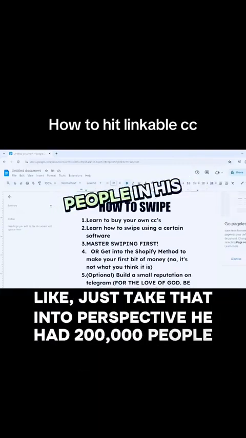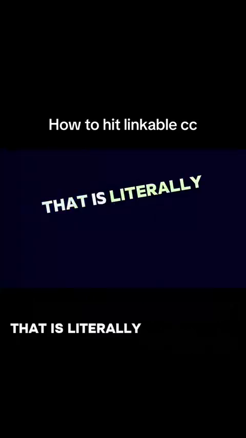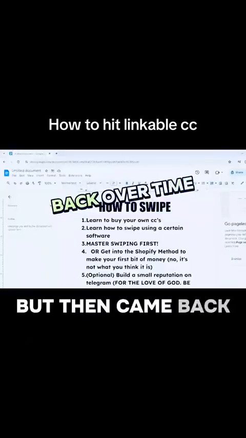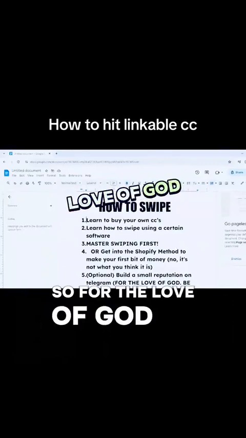He had 200,000 people in his Telegram. If 100,000 people bought and all paid him $200, that is literally $20 million. But then they came back over time and kept spending with him. Do you know how much money he would have? So for the love of God, be legit.